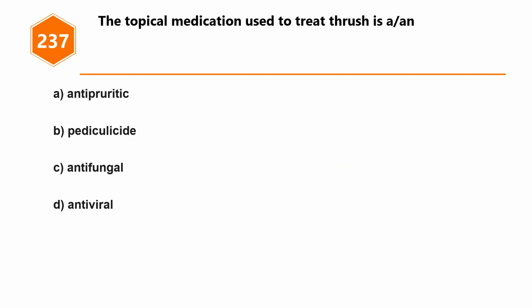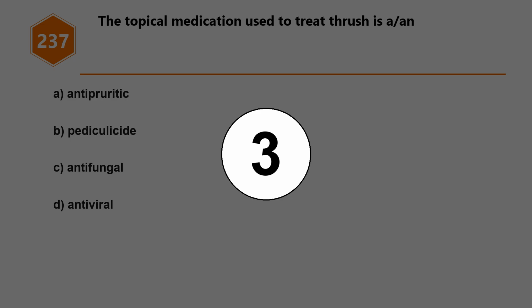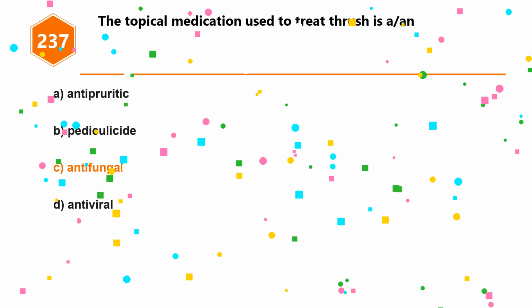Question 237. The topical medication used to treat thrush is an: Option A, antipyretic. Option B, pediculicide. Option C, antifungal. Option D, antiviral. The correct answer is option C, antifungal.